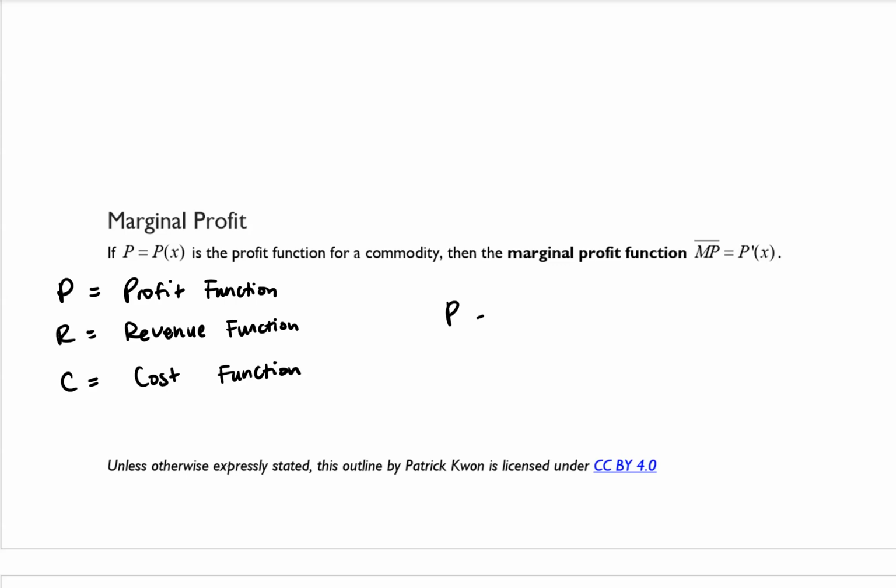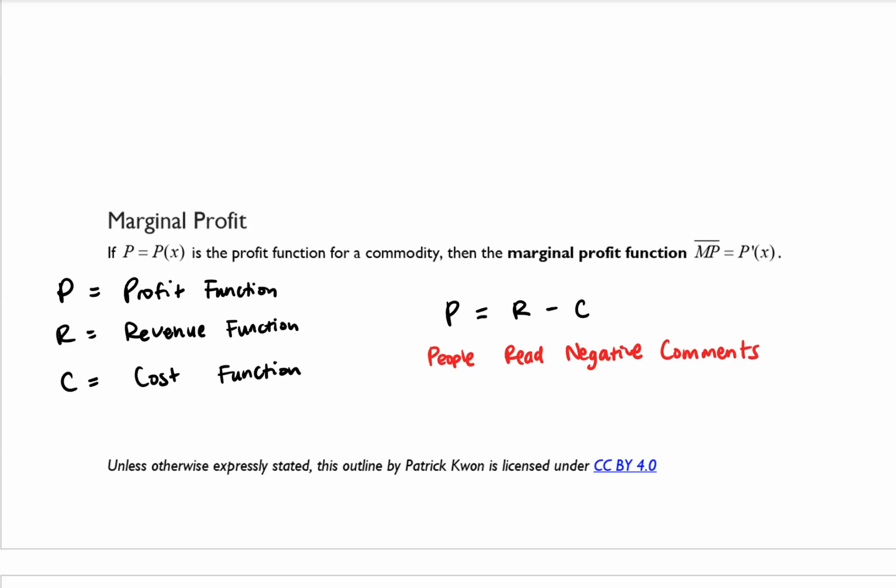The profit function is equal to the revenue function minus the cost function. And so the mnemonic device I use is: people read negative comments on social media.